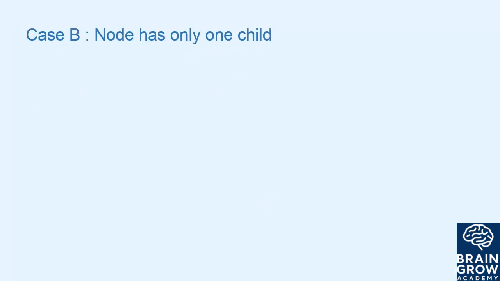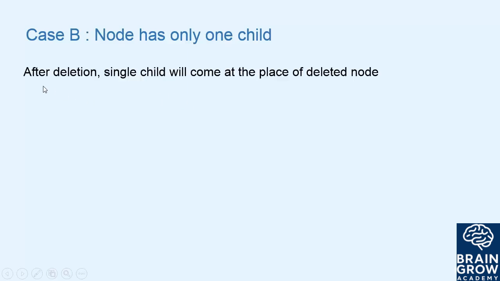Now let's see case B. In this case, the node to be deleted has only one child, either a left child or a right child. In this case, after deletion, the single child will come at the place of the deleted node.